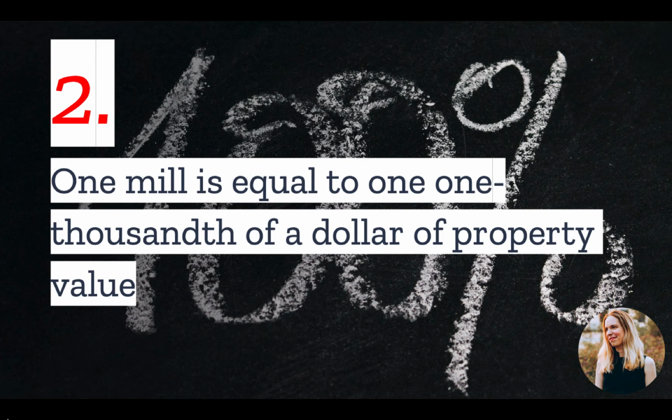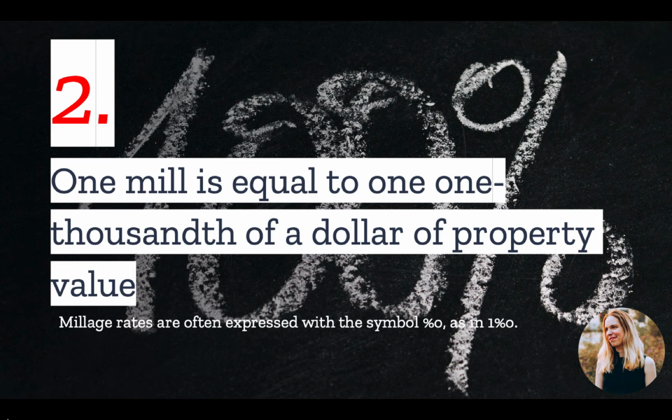Number 2, the term millage or mill comes from the Latin word for 1/1000th, and this is the name used because, again, 1 mill is equal to 1/1000th of a dollar of property value. Millage rates are sometimes expressed with the symbol ‰, as in 1 part per thousand.